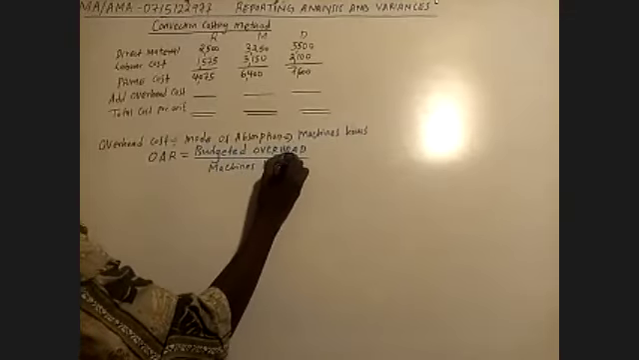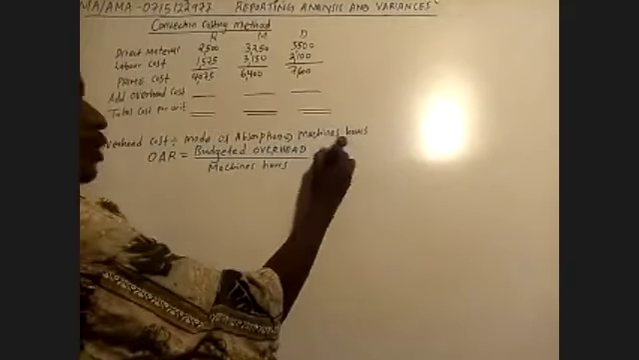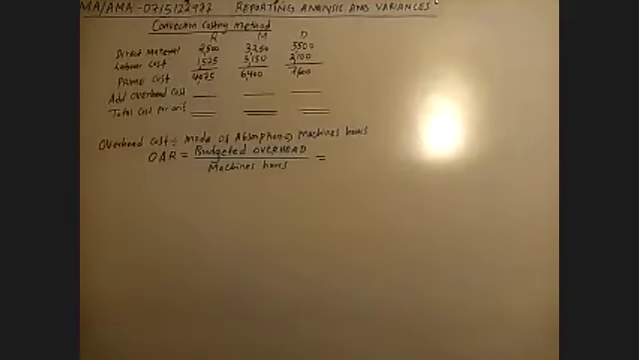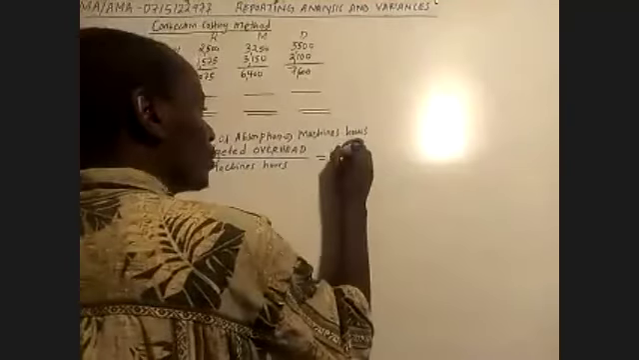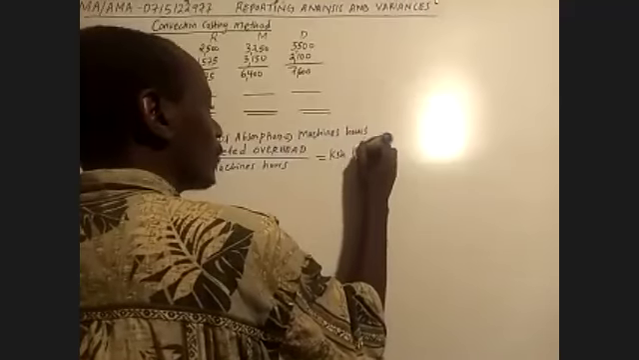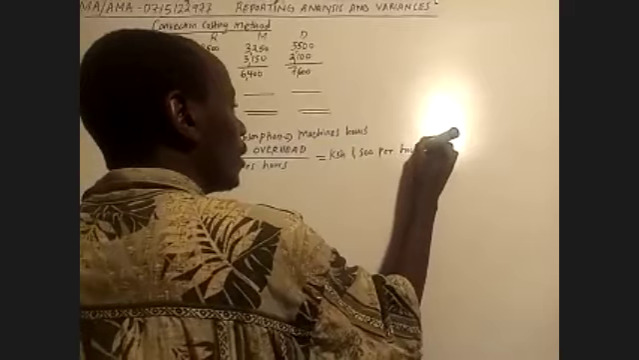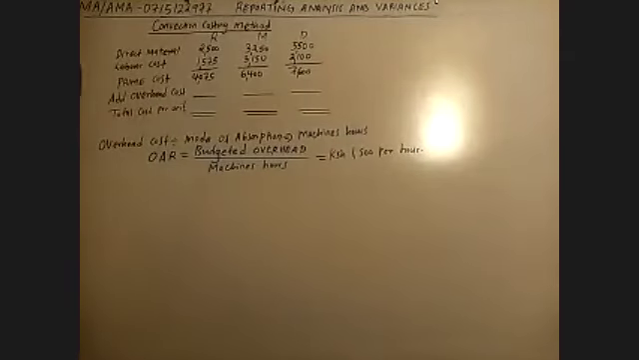Unaangalia the mode of absorption. So if it is machine hours, we divide by the machine hours. But already tumepatiwa. What's our OAR? Ndio hiyo, Kenya shillings 1,500 per machine hour. So ametupatia. So the examiner was very good to give us.